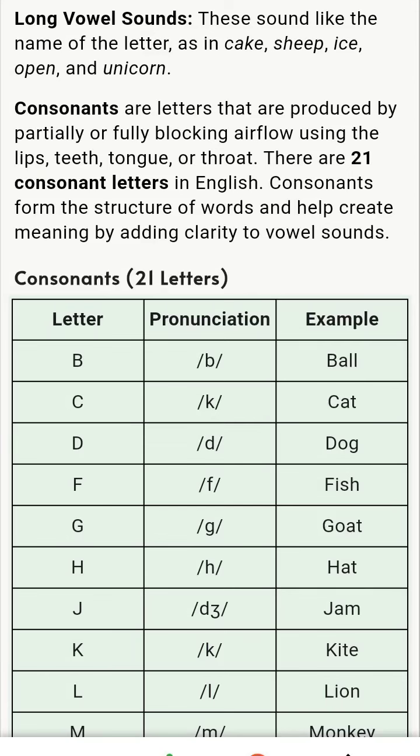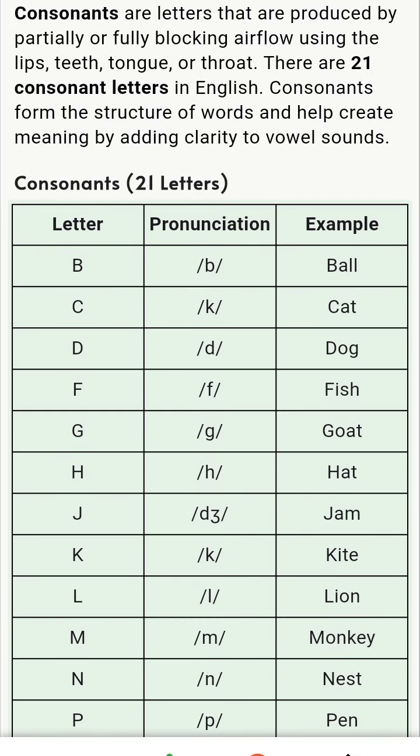Consonants. Consonants are letters that are produced by partially or fully blocking airflow using the lips, teeth, tongue, or throat. There are 21 consonant letters in English. Consonants form the structure of words and help create meaning by adding clarity to vowel sounds. So let's practice with consonants.